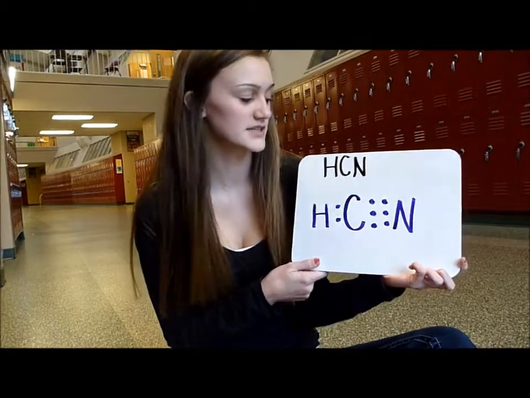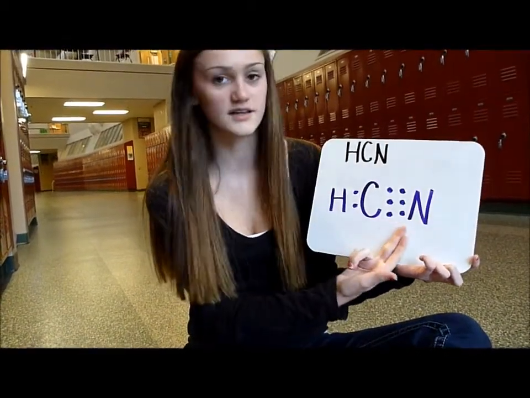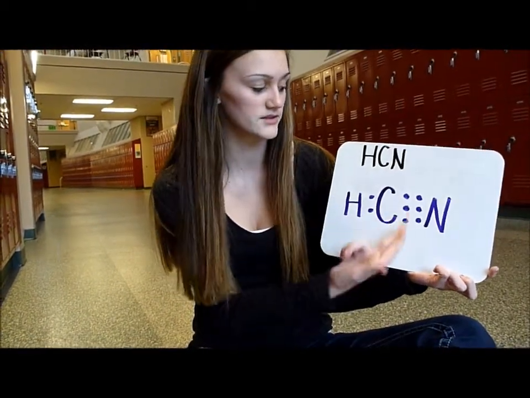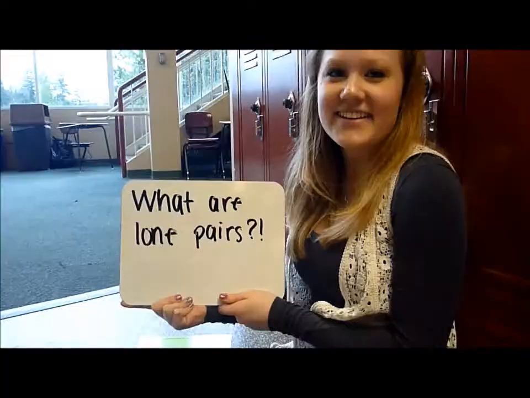For a triple bond, such as HCN, hydrogen cyanide, there are 6 electrons involved. All of the elements still have their normal number of valence electrons. Hydrogen is 1, carbon is 4, and nitrogen is 5.